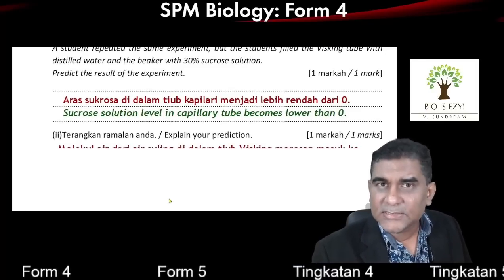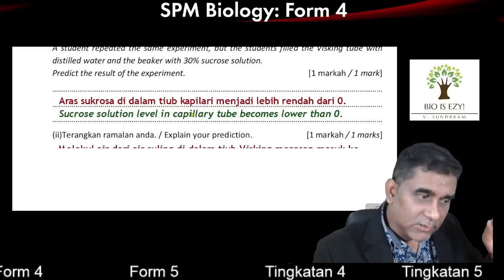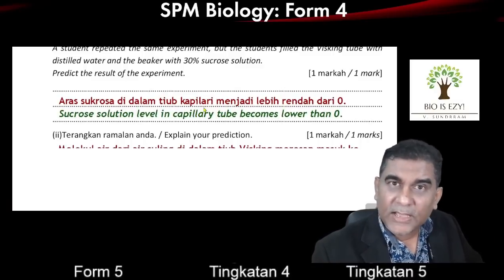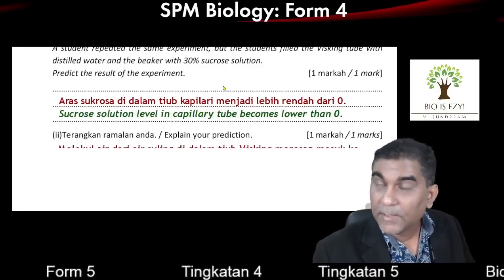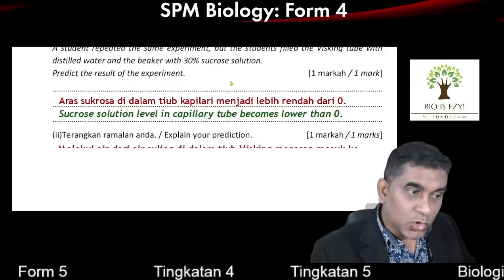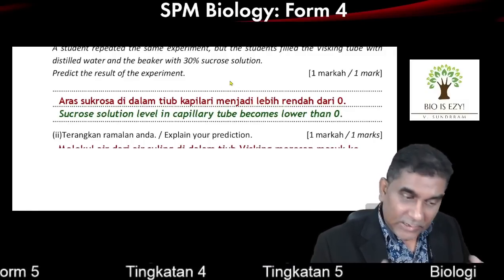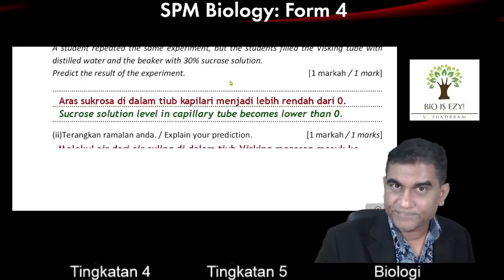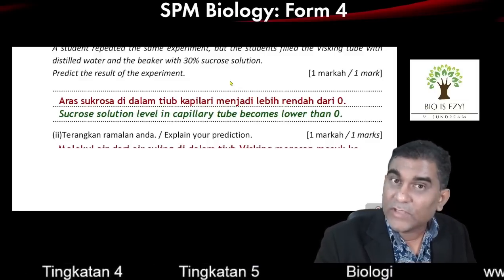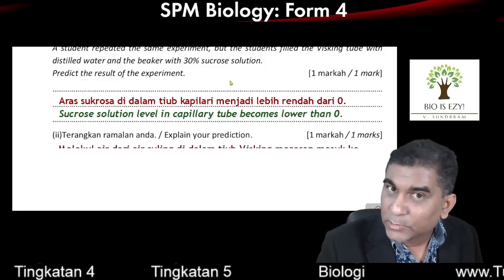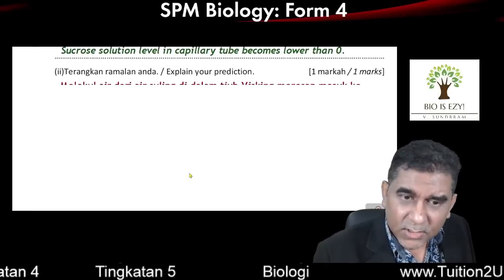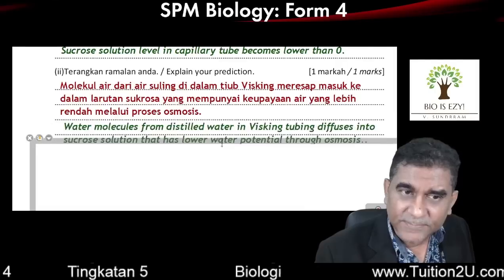Penerangan dia terbalik sajalah. Sekarang, sukrosa ada dalam tube whisking. Keupan air dia rendah. Terbalik. Sukrosa ada dalam bika. Dalam tube whisking ada air sulit, keupan air tinggi. Inside the whisking tube, we have distilled water, high water potential. Water will diffuse out. You know how to explain. So that's the explanation I have in here.